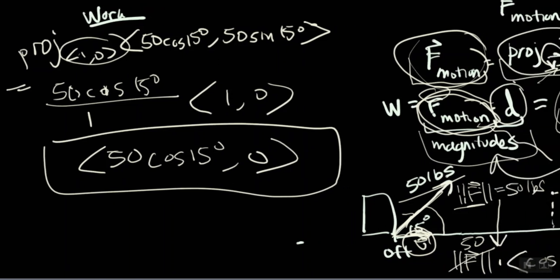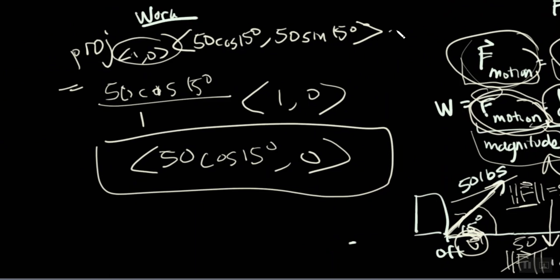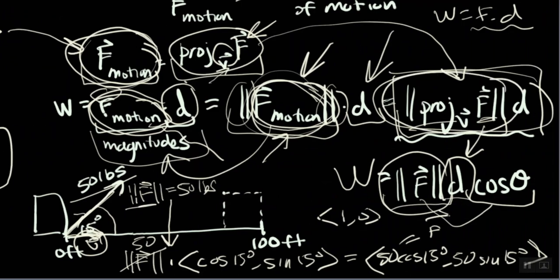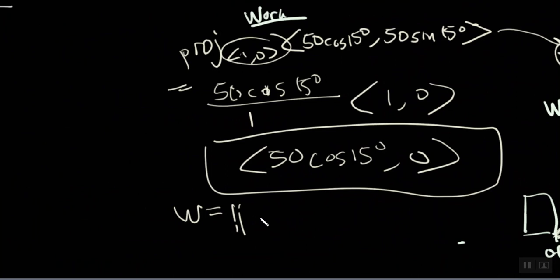And why do we find the projection? Well, remember, this projection is equal to the force vector in the direction of motion. Now all we have left to do is multiply this by the distance traveled, and voila, we have the work done. So work is equal to the norm of this projection as we just solved for. So we're going to take the norm of that vector, and I'm going to skip a step and tell you that the norm is going to be 50 cosine 15 degrees.